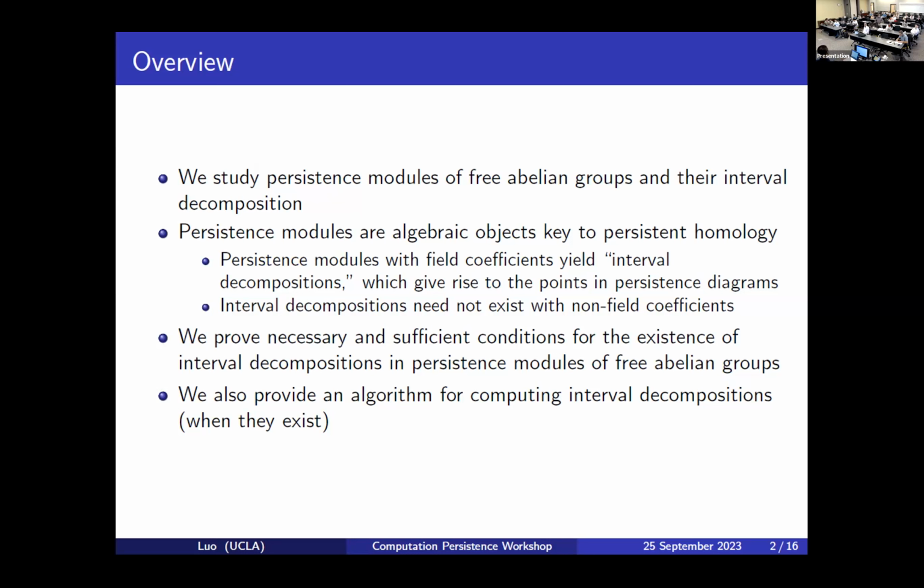The thing about these interval decompositions is that they do not actually exist outside the setting of field coefficients. So in this particular work, we deal with persistence modules of free Abelian groups, which are Z-modules, and we prove necessary and sufficient conditions for when interval decompositions of these exist. We also provide an algorithm for computing interval decompositions, provided one actually does exist.